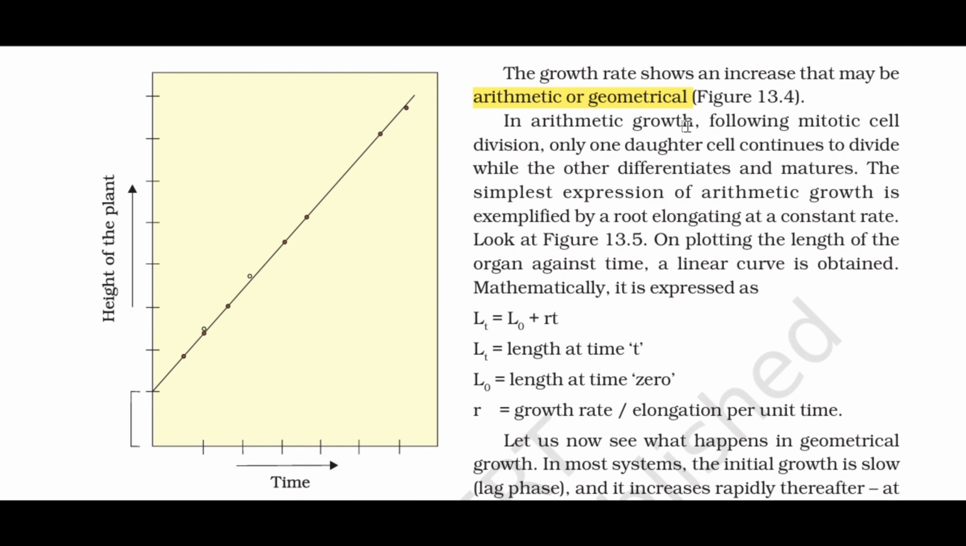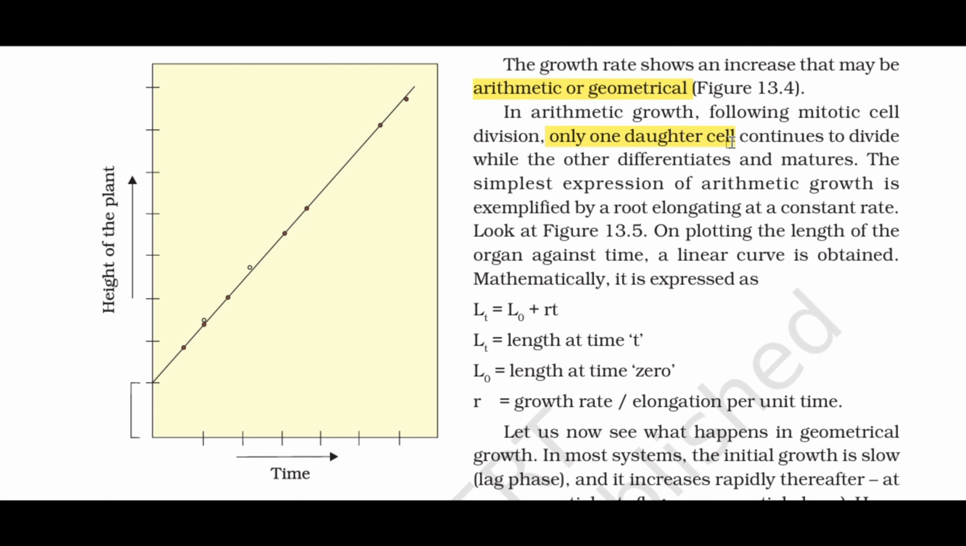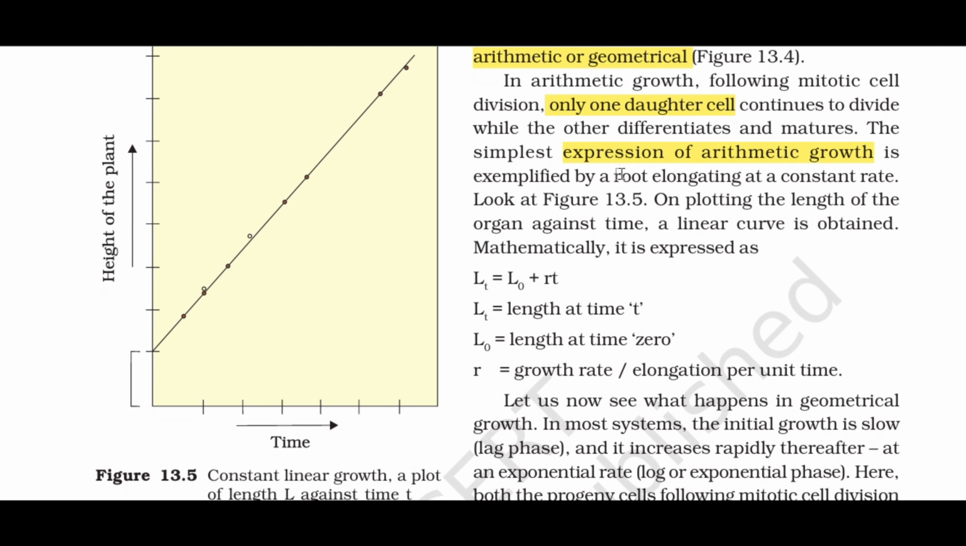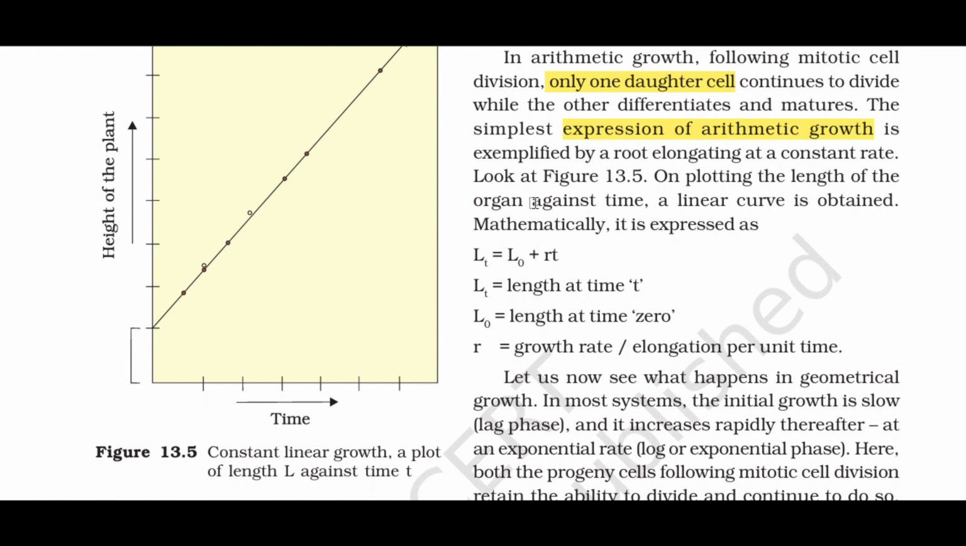In arithmetic growth, following mitotic cell division, only one daughter cell continues to divide while the other differentiates and matures. The simplest expression of arithmetic growth is exemplified by a root elongating at a constant rate. Look at figure 13.5. On plotting the length of the organ against time, a linear curve is obtained.